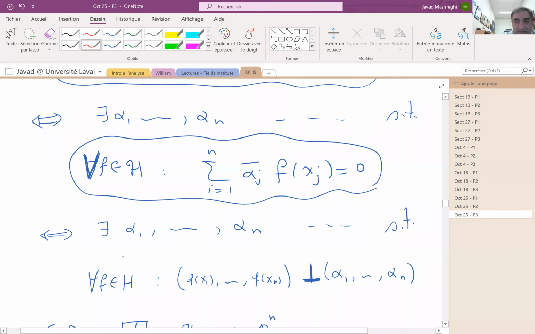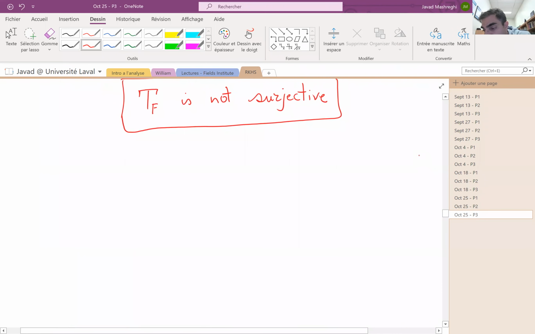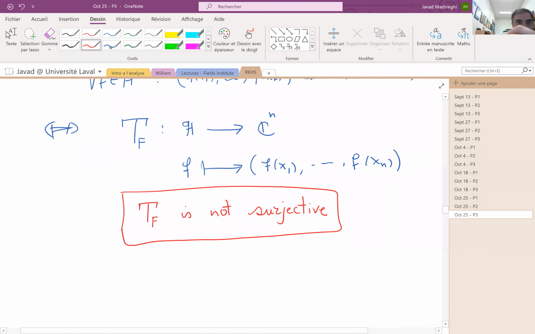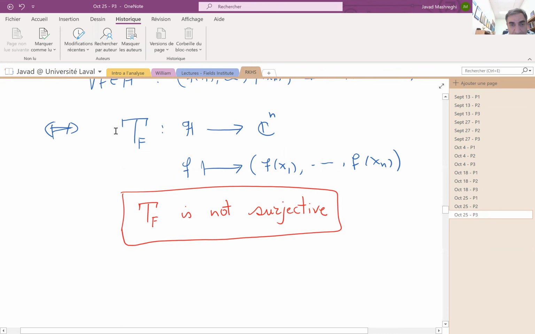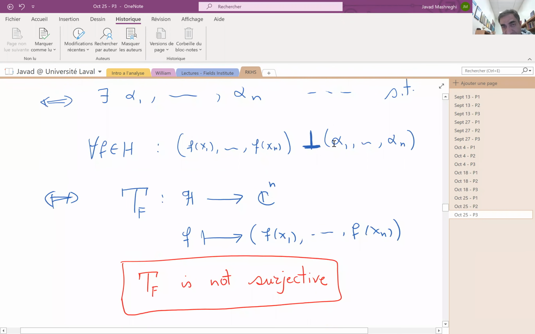There is a linear dependence between the elements of H. So in these cases, if this is the case, we see that we cannot interpolate. So here we see that if this is the case, there is no function f such that f of x1 is equal to alpha 1, f of x2 equal to alpha 2, and f of xn equal to alpha n. We cannot interpolate this point alpha 1 up to alpha n.